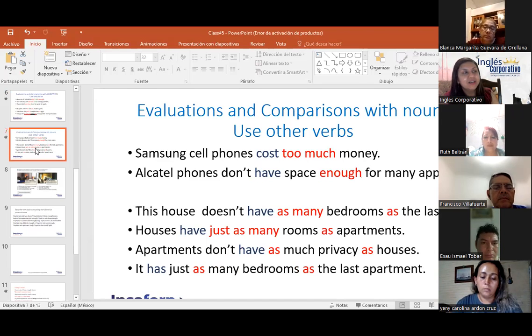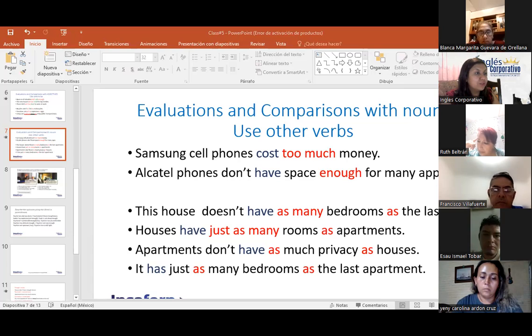Okay, now guys, make examples using as many as, or using as and as, comparing as and as. It's too stressful to stay in traffic. That's correct, Jose Miguel.